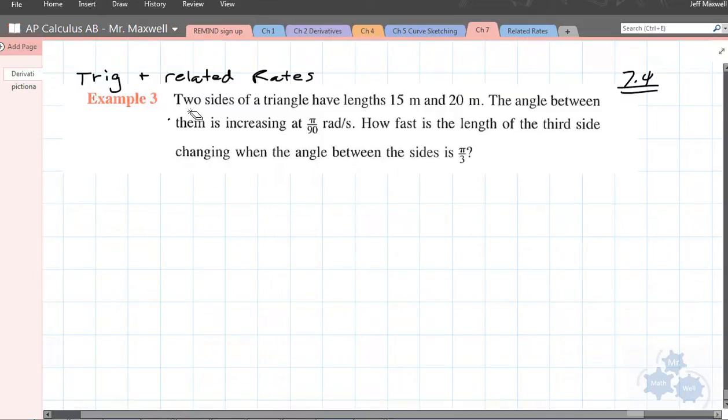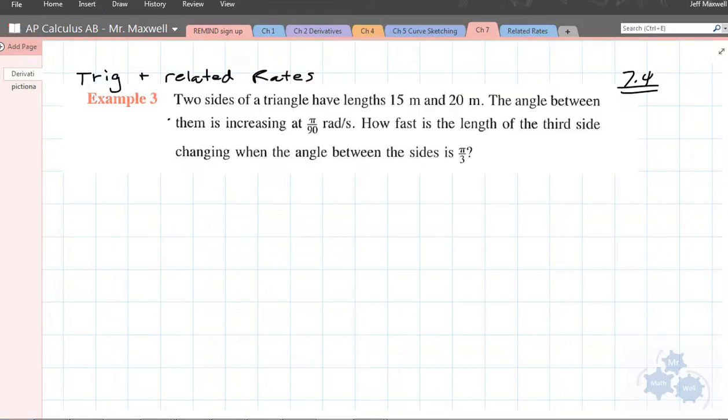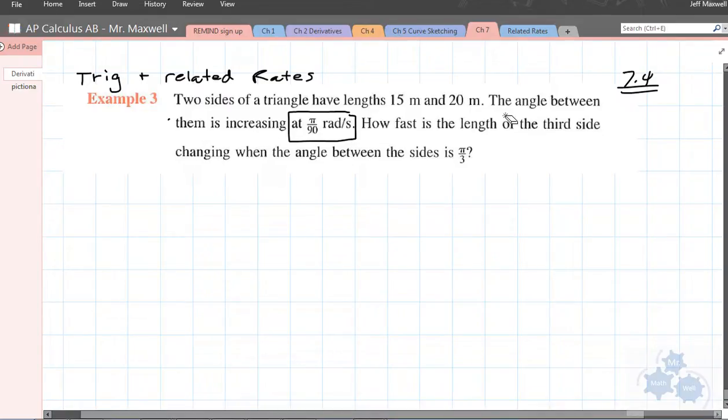If we read through this problem, it says: two sides of a triangle have lengths 15 and 20 meters. So that's two sides of a triangle. The angle between them is increasing at pi over 90 radians per second. We could stop right there and identify a couple of things. First of all, this is a rate of change, right? If we're talking about related rates, we're talking about a rate of change here, and this is of the angle between this length of the triangle and this length of the triangle.